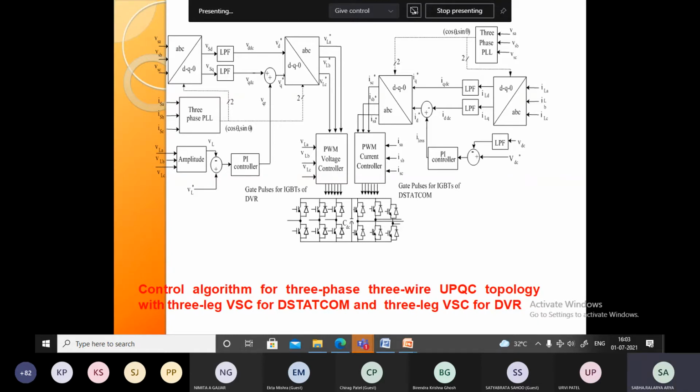Okay. After that, compare with the actual value of the supply current. After comparing, the error will come. Then you can pass it through the carrier signal. You will get the gate signal, and that gate signal you can give directly to the connected leg IGBT. The same signal you pass through a NOT logic and give to the lower IGBT.